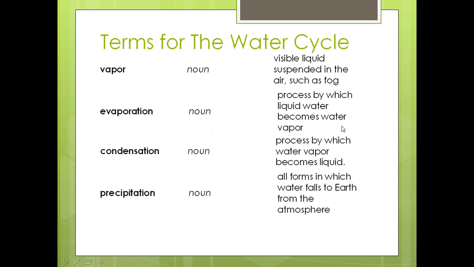So some of the terms that we're going to be going over for the water cycle are vapor, which is a visible liquid suspended in the air, which could usually be seen as fog. And then evaporation is a process by which liquid water becomes water vapor. Then condensation is the process by which water vapor becomes liquid. And precipitation is all forms in which water falls to the earth from the atmosphere.